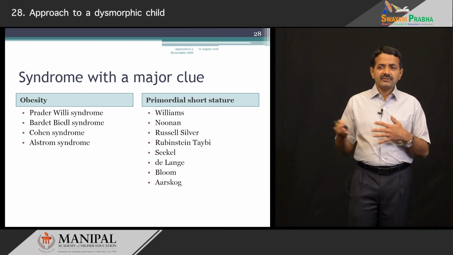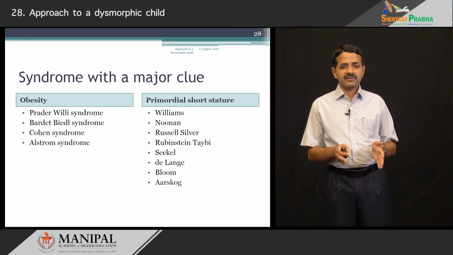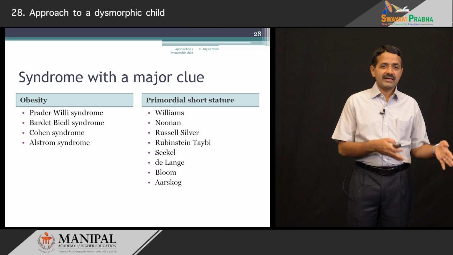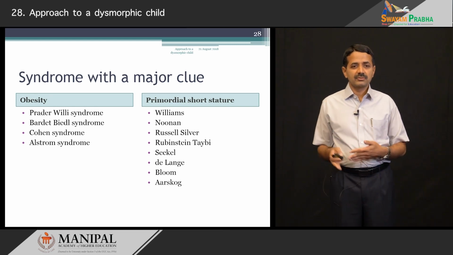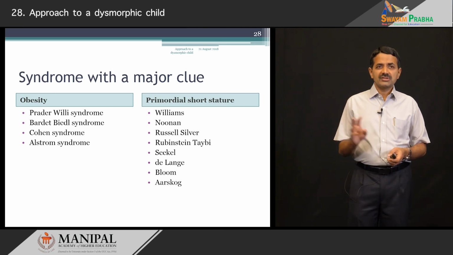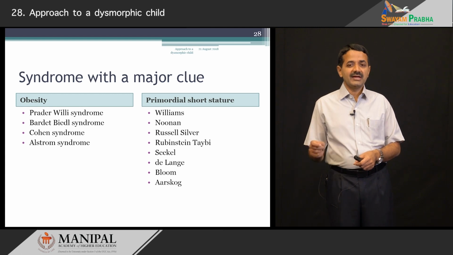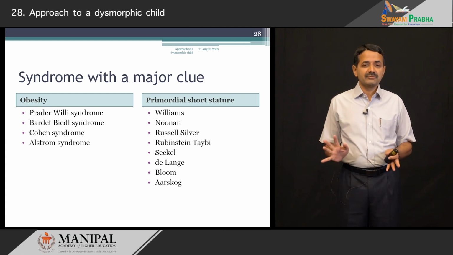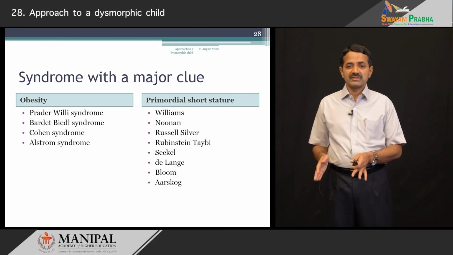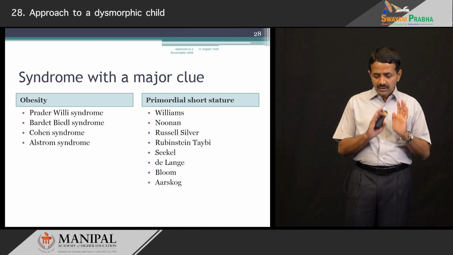Sometimes we need to approach in a different way. For example, if a child has dysmorphic features and has obesity, then we look into syndromes with obesity like Prader-Willi syndrome, Bardet-Biedl syndrome, Cohen syndrome and Alstrom syndrome. And there are several syndromes with primordial short stature. So, ask the birth weight, birth length and head circumference, which may be abnormal in Noonan syndrome, Williams syndrome, Silver-Russell syndrome, Rubinstein-Taybi, Seckel syndrome, De Lange syndrome, Bloom syndrome and Aarskog syndrome.